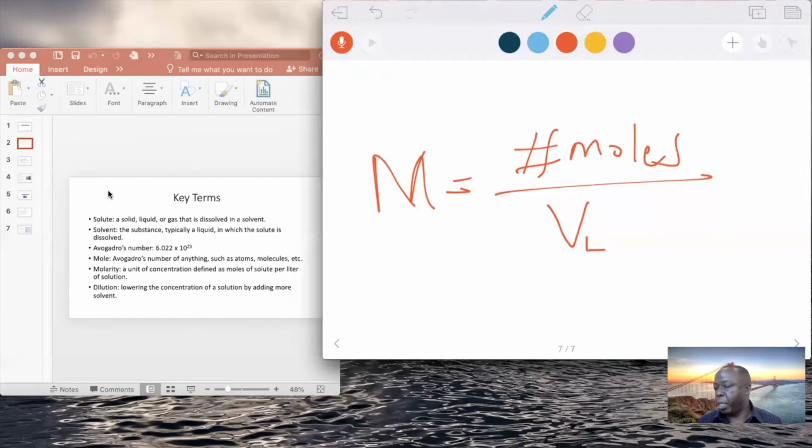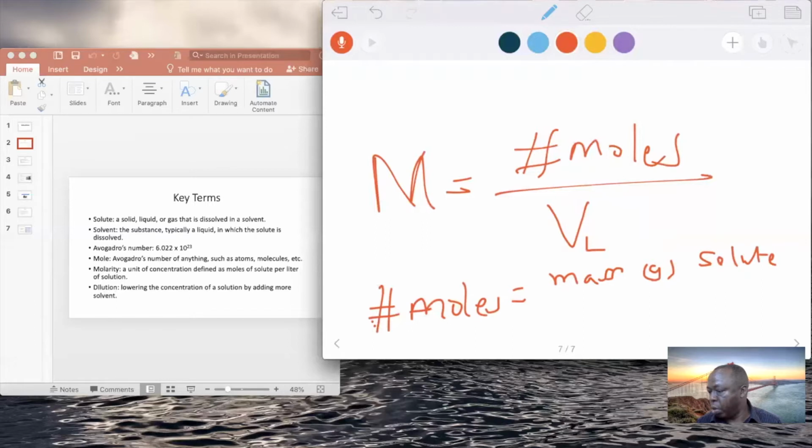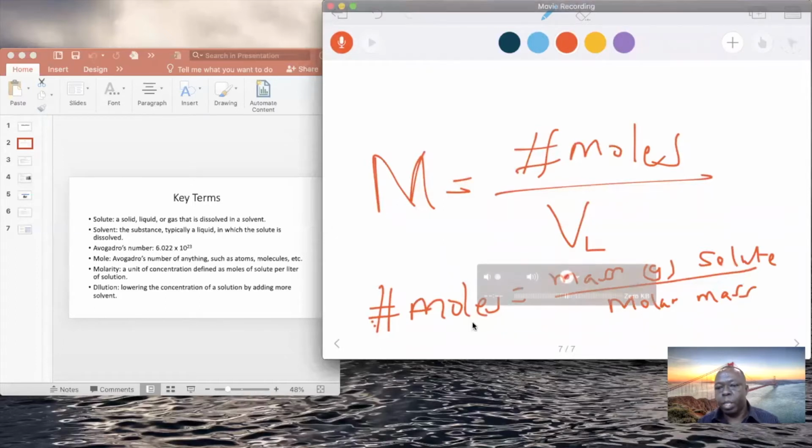For our experiment, the top part, the number of moles, you'll have to calculate. Number of moles is given by this equation. If you know the mass in grams of solute over the molar mass, you can use the periodic table to find the molar mass.